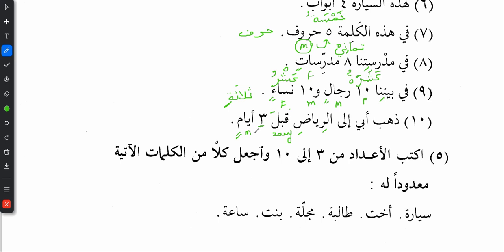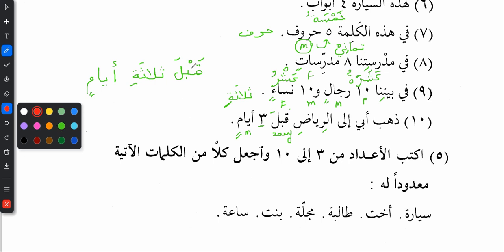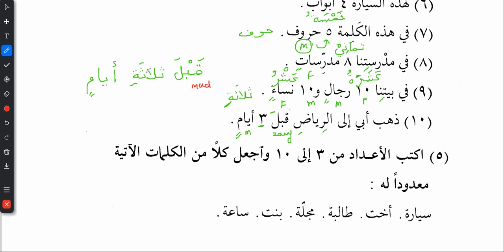So now our structure will be qabla, this is a zarf, thalathati, and then we have ayyamin. So what is happening here? Qabla is mudaf. Thalathati is mudaf ilayhi and a mudaf, and ayyamin is only mudaf ilayh. So here we have a triple construction, meaning an idafa having three nouns involved in it.